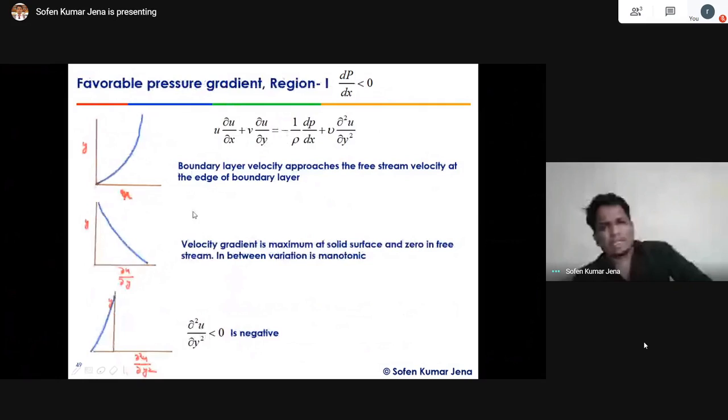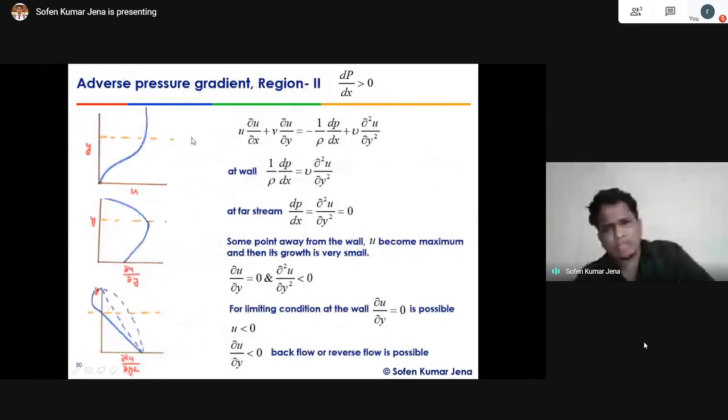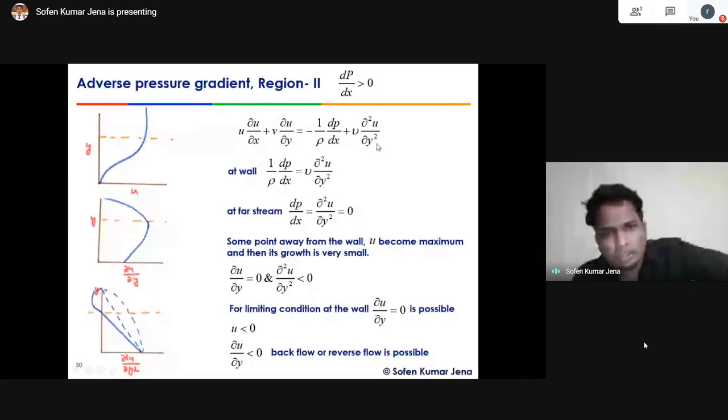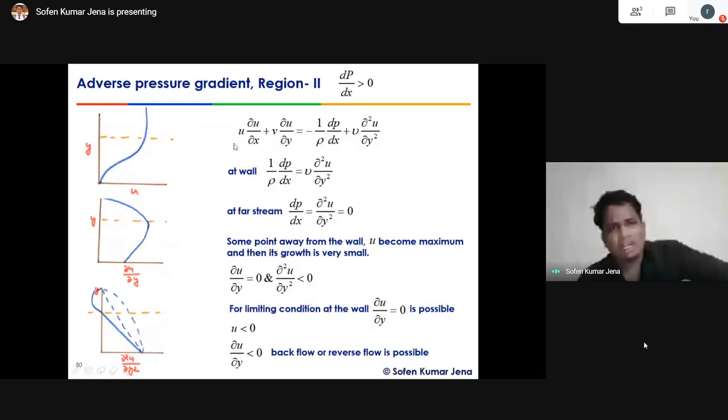So now this is the Navier-Stokes equation, okay? Before going to the case del p by del x greater than 0, let's solve the boundary layer equation at the wall, right? At the wall, because of the no slip condition, my u equals 0, v equals 0, right? So the left side becomes equal to 0. Then 1 by rho dp by dx is equal to nu del square u by del y square, right?